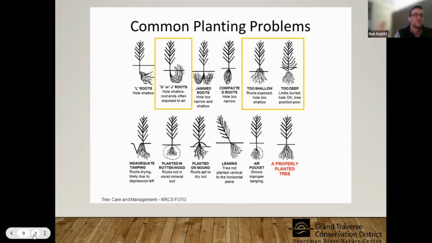The tips of those roots pointing up are going to make that plant want to grow those tips of the roots upward and put a lot of stress on the plants. Obviously, you don't want to plant them too shallow or too deep. I touched on the conifer stem rot a little bit.